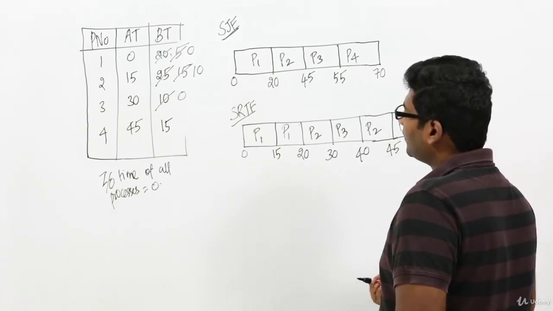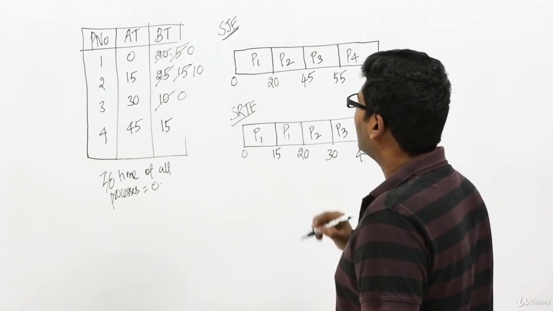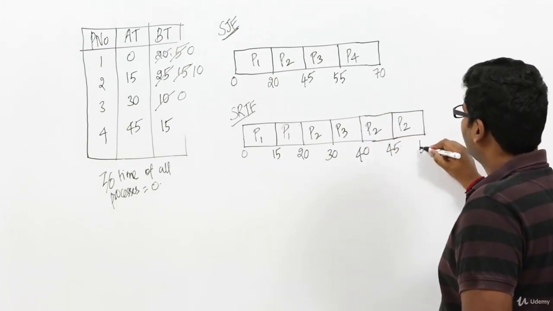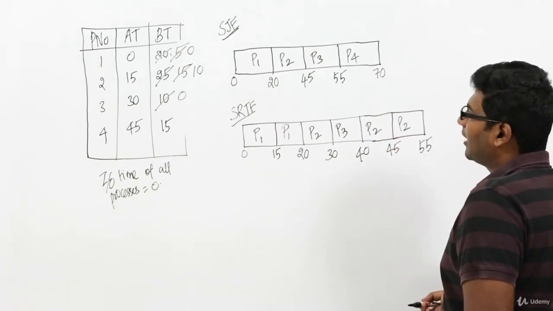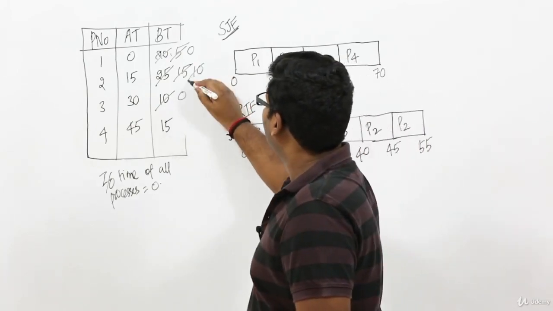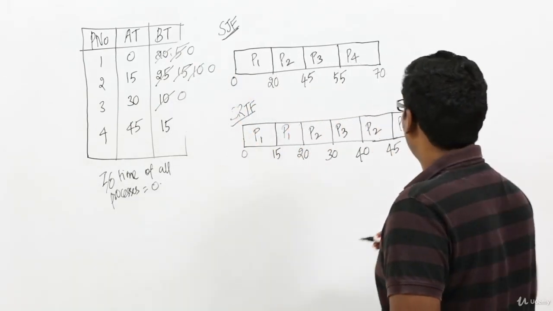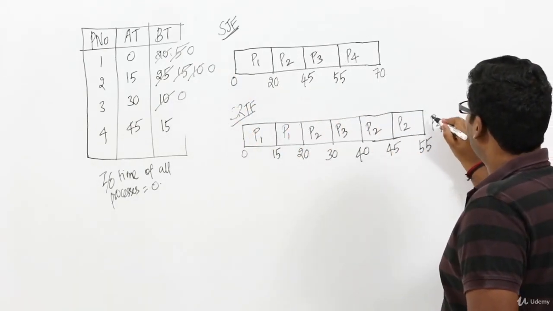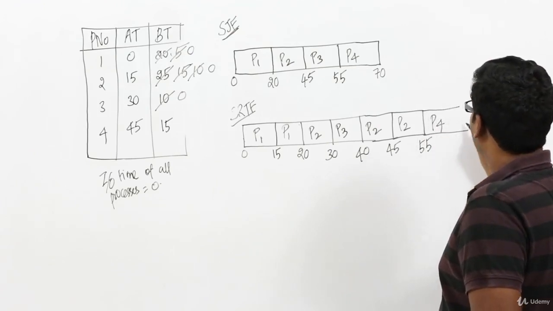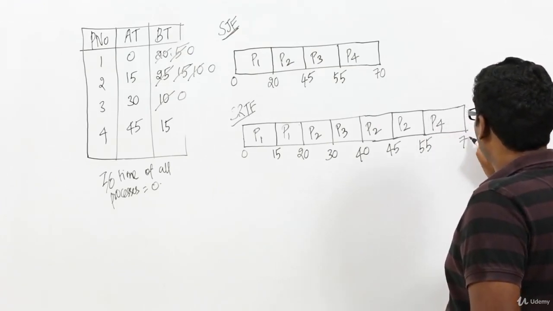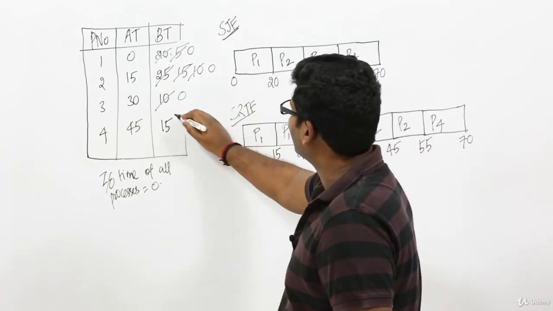Then we will complete P2's execution. It will execute till 55 time units. So P2 is done, and now we have only process P4, so we will continue P4 for 15 time units.